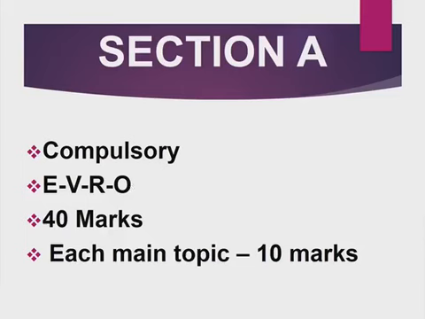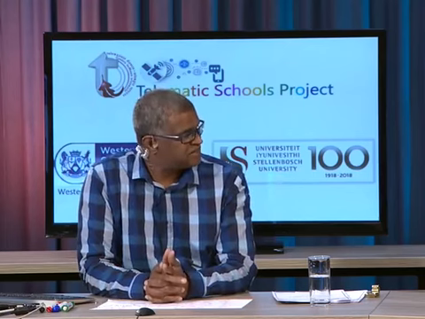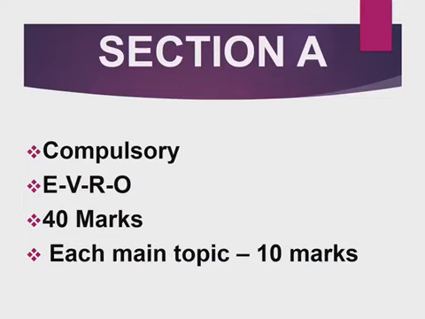So Section A will consist of work coming from all four main topics. Is that right? That's correct. And it will be 40 marks. And then each main topic will have how many marks? 10 marks. Okay.